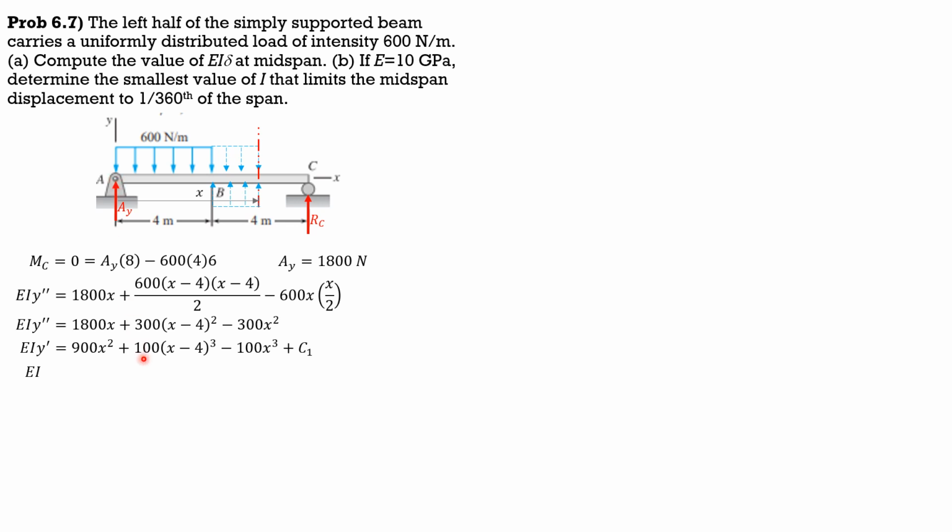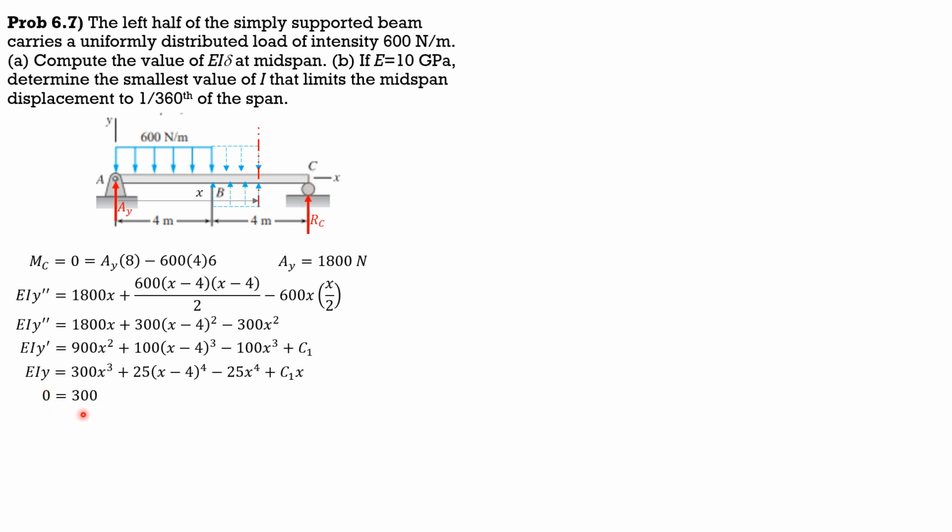So integrating again, EIY equals 300x cubed plus 25 quantity (x minus 4) to the fourth minus 25x to the fourth plus c sub 1 x. Again, there's no c sub 2. Then let's evaluate c sub 1 by the boundary condition when x is 8, y at C is 0.